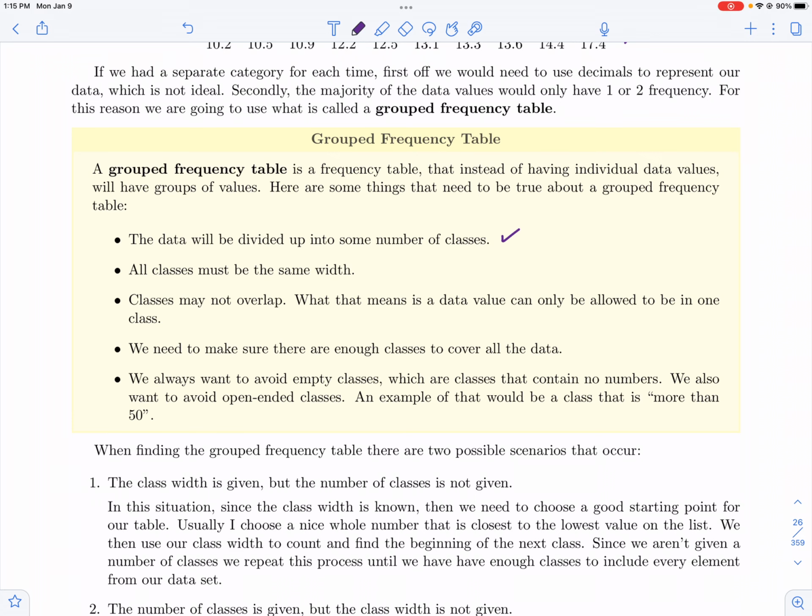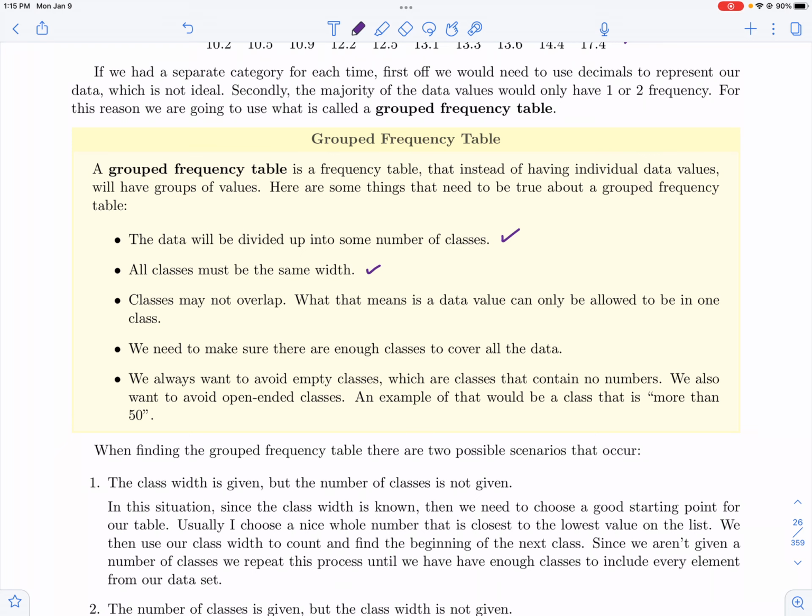The classes have to be the same width. That's really, really important. We may decide to make our class width 10, so we're going from like 1 to 10, 11 to 20, things like that. We want to make sure they're exactly the same width as we go along. We also want to make sure that the classes don't overlap, so everything has to fall in one category or another.